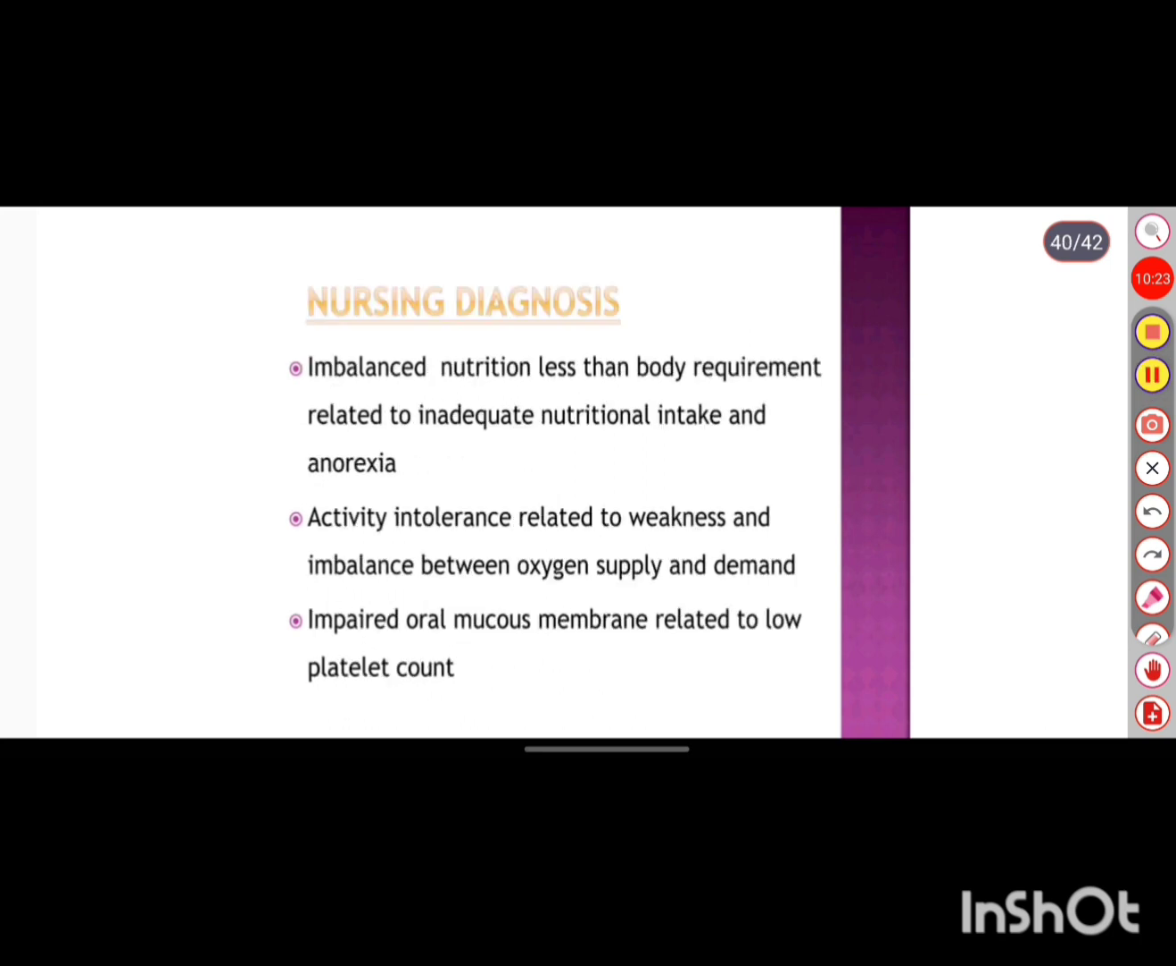So the nursing diagnoses go like this. First is imbalanced nutrition, less than body requirements, related to inadequate nutritional intake and anorexia. Activity intolerance related to weakness and imbalance between oxygen supply and demand. Also impaired oral mucous membrane related to low platelet count. Whenever they ask about leukemia for 10 marks, we should always write it in the form of a care plan. Write these diagnoses and write the things in the form of a care plan.